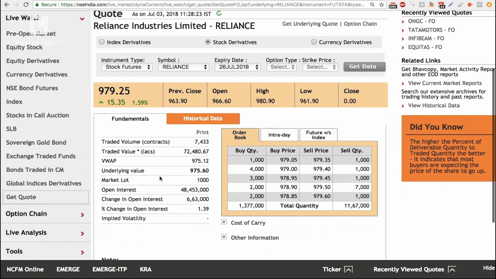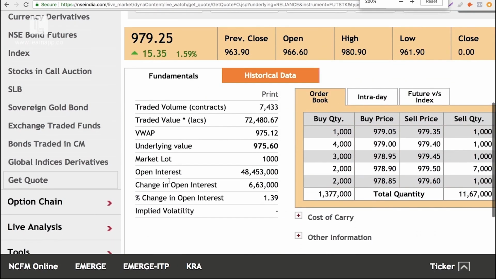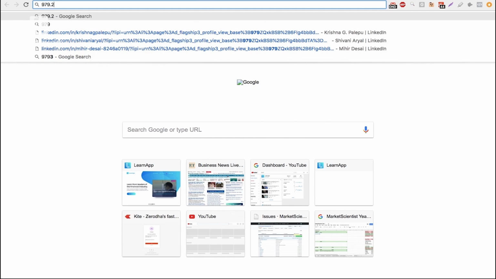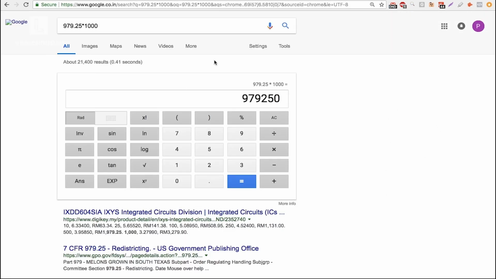The answer is no. Let me zoom in over here for you. Here we have something called market lot. Market lot means 1000 shares is the minimum amount of shares you have to buy in order to trade this future contract. So I cannot buy one share or 5 shares or 100. I need to buy a minimum of 1000 shares. So how much are you paying? You're paying 979.25 times 1000. Let me multiply this very quickly. That's 979.25 multiplied by 1000. That is 9,79,250.